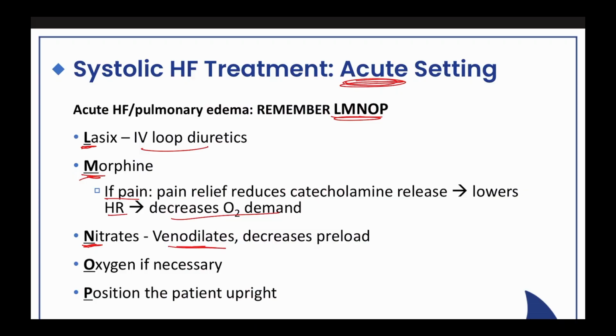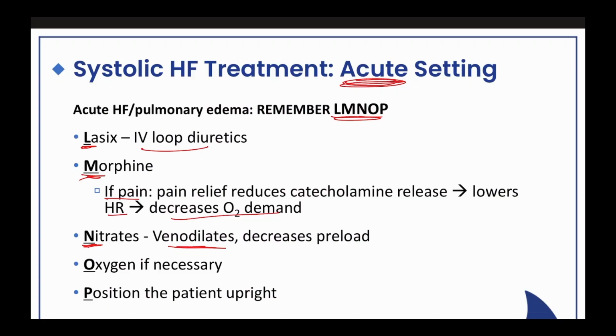venodilator. So nitric oxide, remember nitric oxide is the most potent vasodilator we have. So we give nitric oxide, nitrates, isosorbide dinitrate, isosorbide mononitrate, a whole bunch of different nitrates. But vasodilation decreases preload. What's that going to do to the stroke volume or the stress on the heart? Decreases it. Less stretch, less forceful contraction. The heart will relax with a reduced preload.